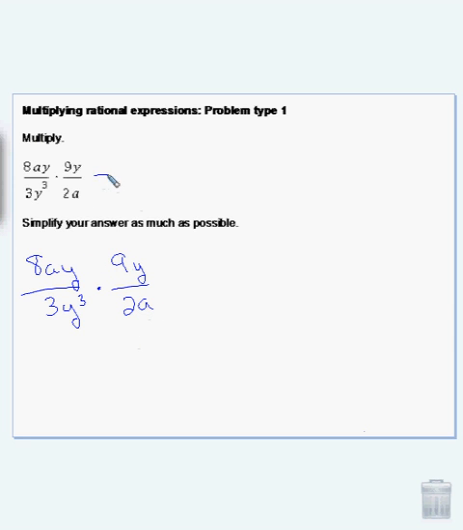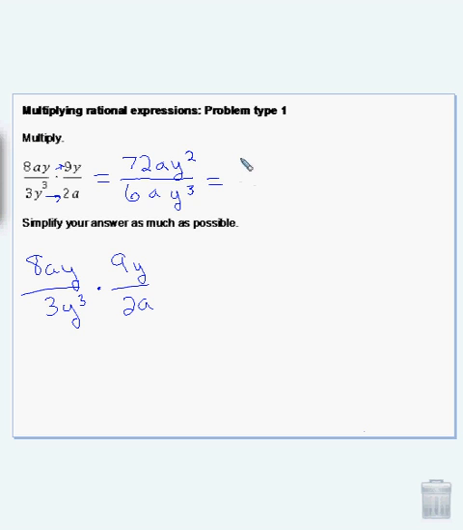Now, in the first method, we multiply straight across. 8 times 9 is 72a, and then y times y is y squared. 3 times 2 is 6a, and then y to the third. Like I said, I simply multiplied straight across. Now, I'm going to need to simplify this fraction.